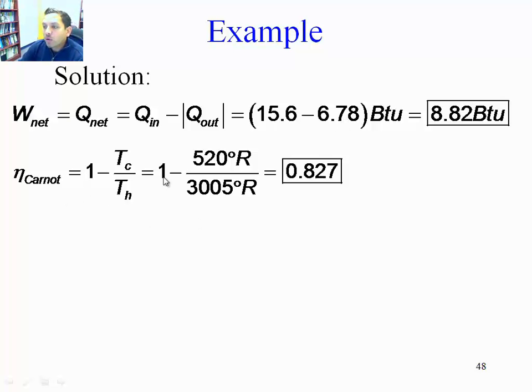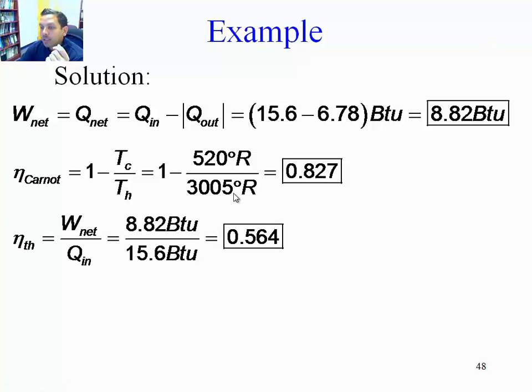The Carnot efficiency, because there's a very large change in temperatures because of the high compression ratio, is 0.827, so 82.7%. That's the limit of efficiency due to Carnot. So the thermal efficiency that we find should be less than that number in order to respect the second law of thermodynamics. The thermal efficiency is the net work divided by Qin. It's 8.82 divided by 15.6. It's 56.4%.